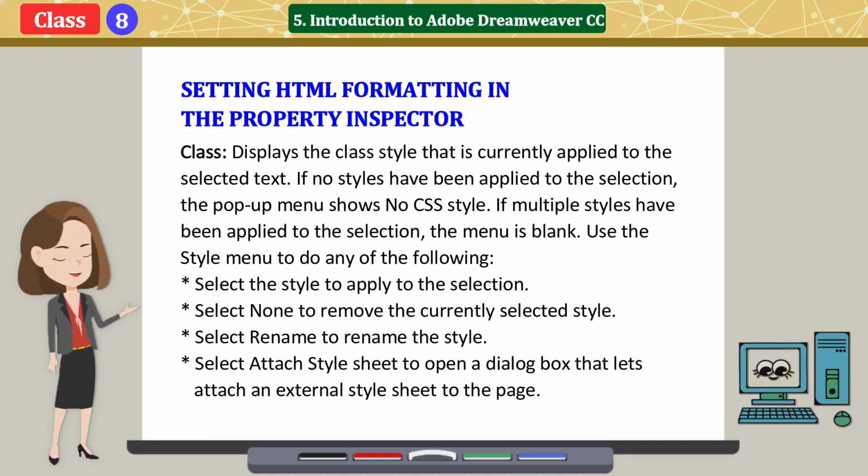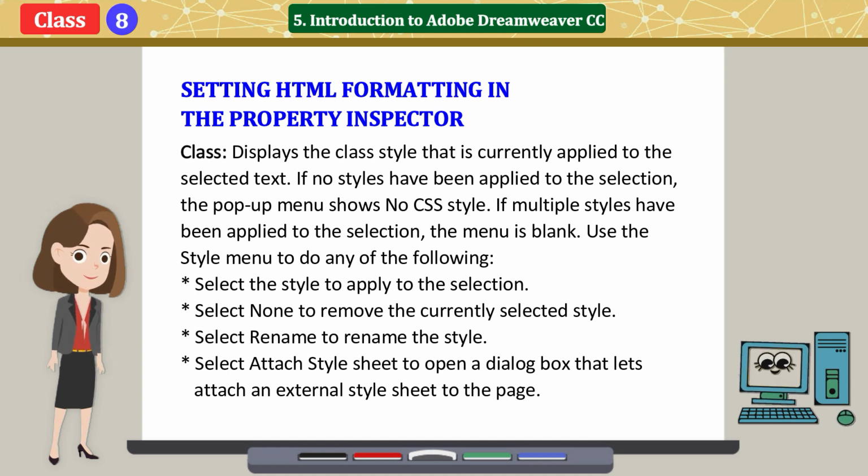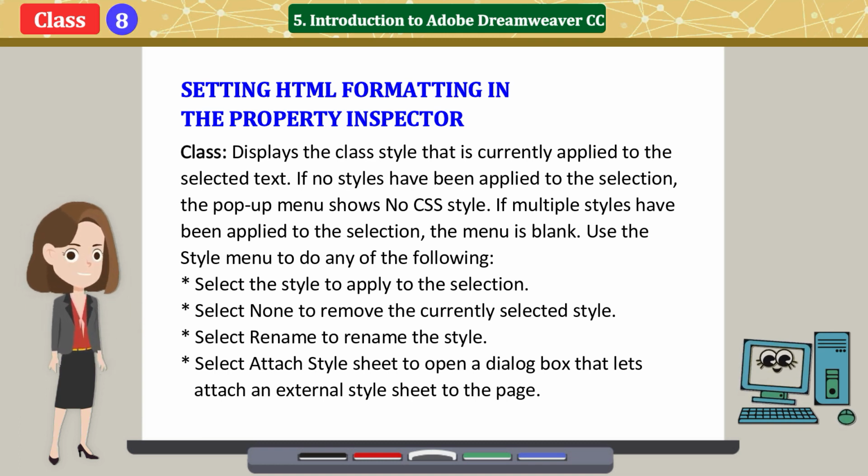Use the Style menu to do any of the following. Select the style to apply to the selection. Select None to remove the currently selected style. Select Rename to rename the style. Select Attach Style Sheet to open a dialog box that lets you attach an external style sheet to the page.